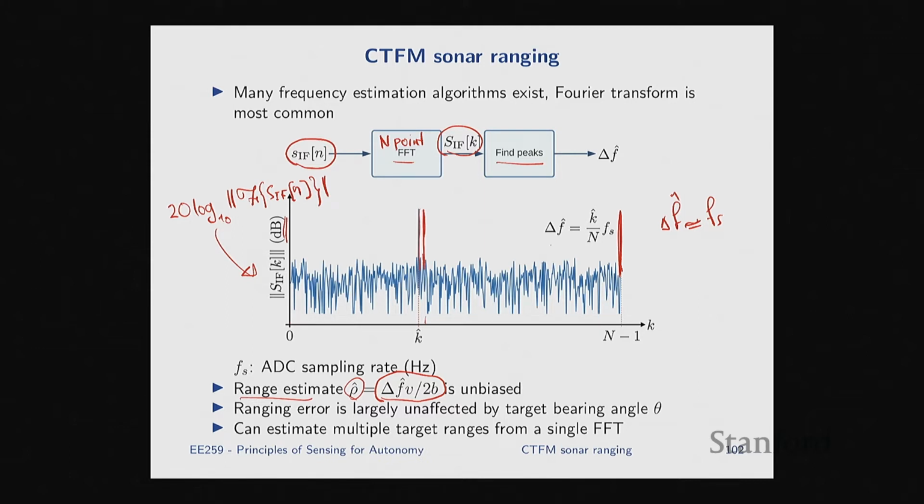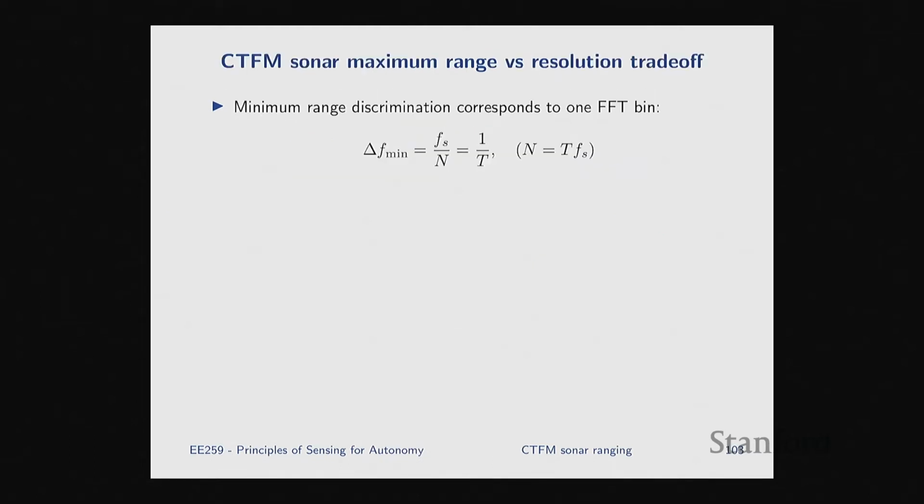So this picture directly also tells you the resolution and the maximum range that you can get. But we can also mathematically look at what they are. So for the minimum range discrimination that you can do, that delta F min corresponds to a single FFT bin, right? And what is the frequency width of one FFT bin? That's just your sampling rate divided by the total number of points in the FFT. So it's just Fs over n, okay? You can also write it as 1 over T, where remember T is your total chirp duration.